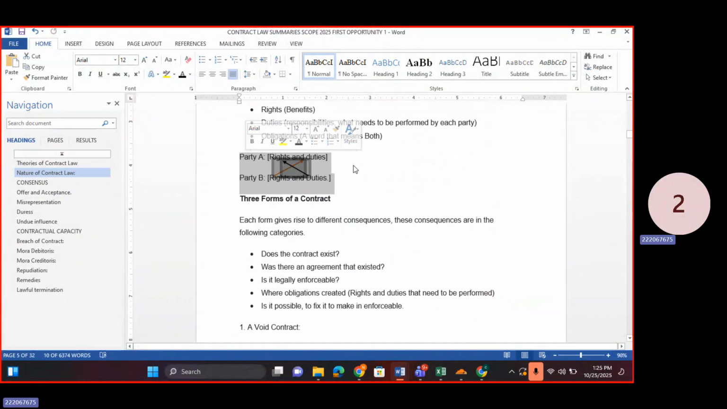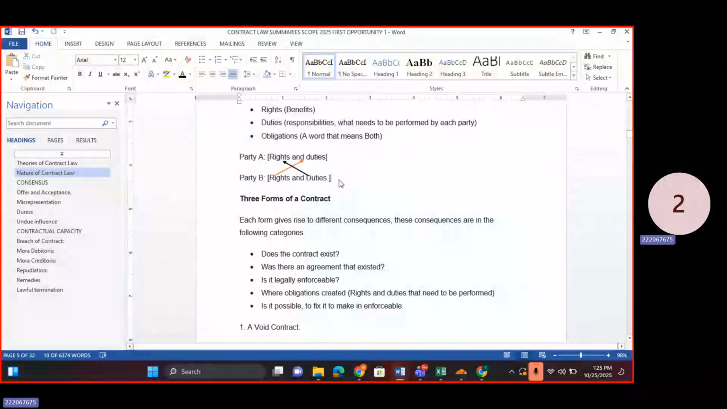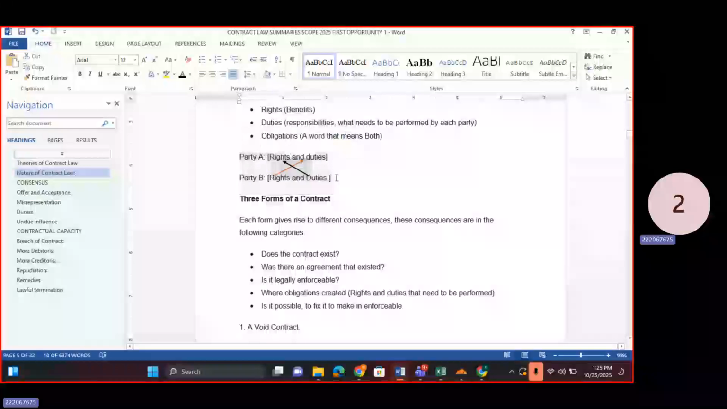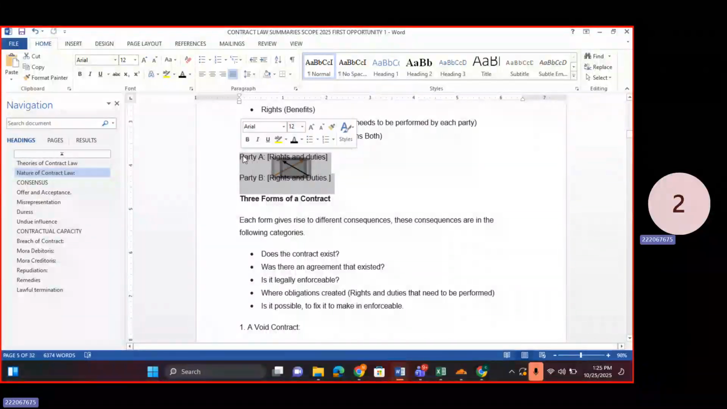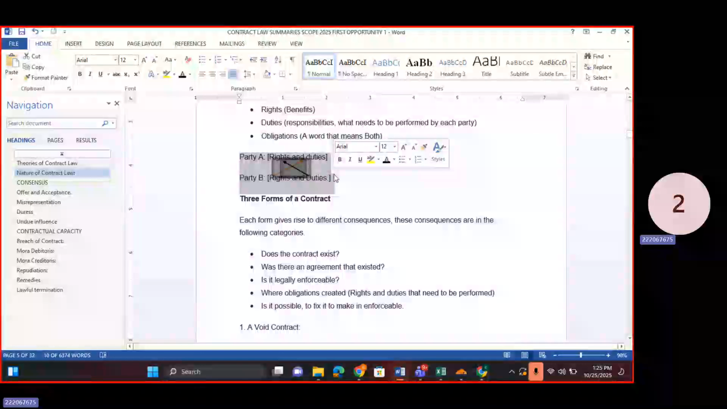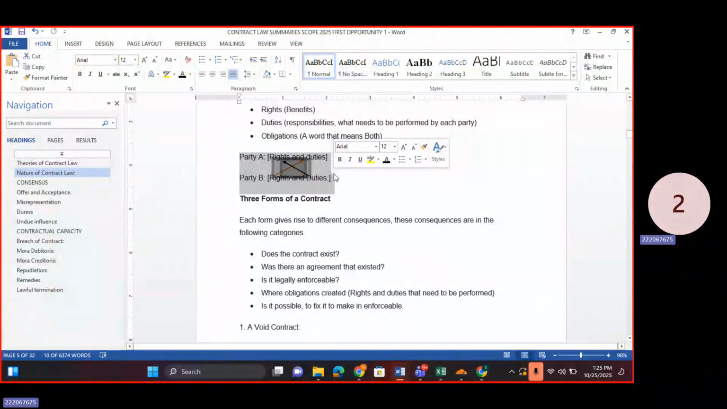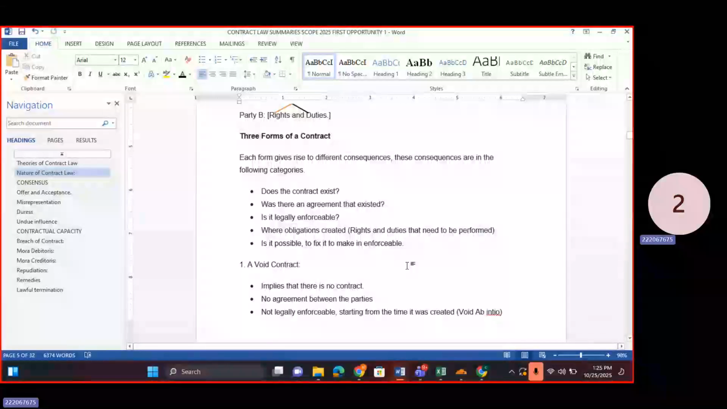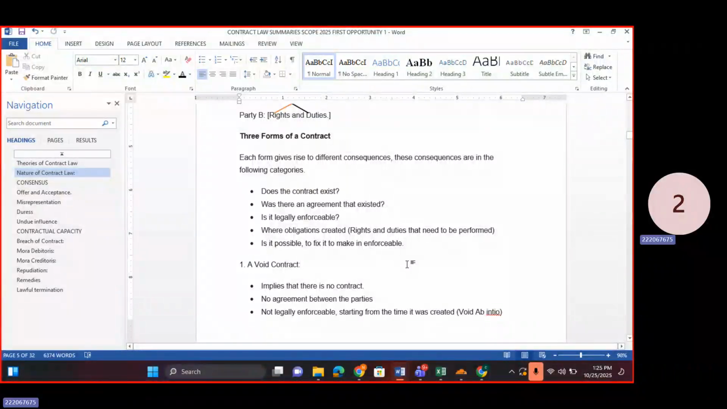If a contract exists, if a contract shows there was an agreement that existed, if a contract is legally enforceable, then it means that the rights and duties need to be performed. It's a must. You can't avoid them. But if it's an invalid contract, then these rights and duties basically don't exist, meaning that you don't need to perform them. Lastly, is it possible to fix it, to make it enforceable? There's a certain state that allows you to make it enforceable.